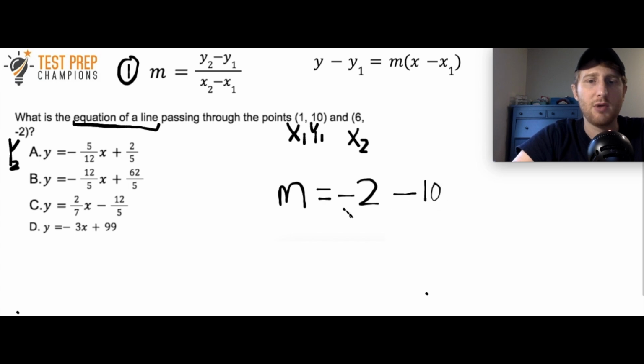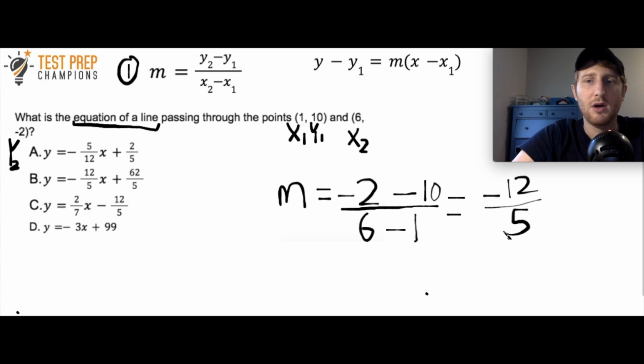Okay, so now I want to do the numbers on the bottom. So for the bottom of the fraction, I have x2 minus x1. So right here, my x2 is 6, so that goes here. My x1 is 1, so I do 6 minus 1. Now, you can use your calculator if you want to, however you want to do this step here, but we're going to find that the answer here for the slope part of the question is -12 over 5.